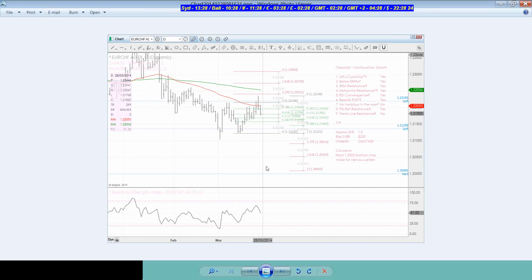Euro Swiss. Okay, we'll discuss this. It's not something I want you to look at. It's only 9 pips away from where the central banks step in. And they may step in before 1.20. They said they just don't want it to go below 1.20, so they may step in before that. Risk 1 to 2, $250. May make for nervous sellers. No shit. Yeah.